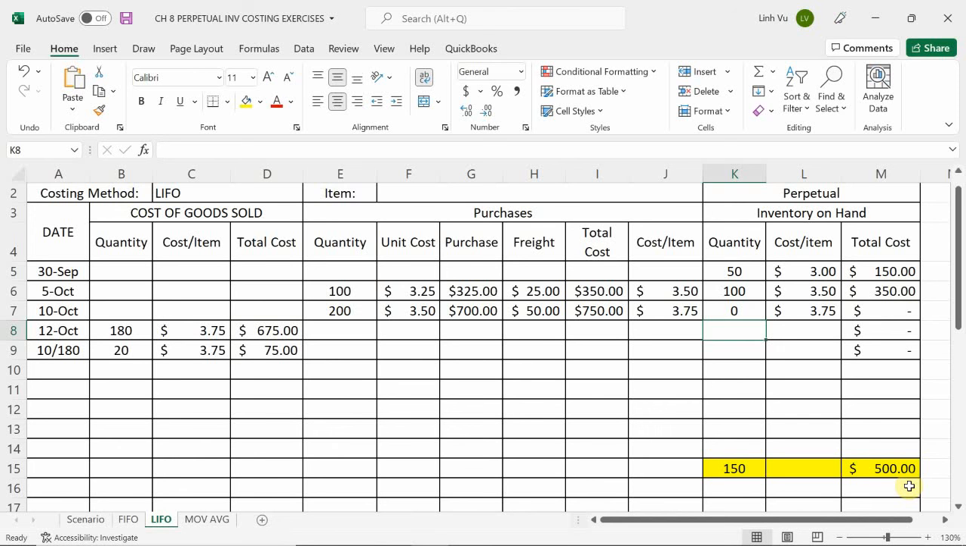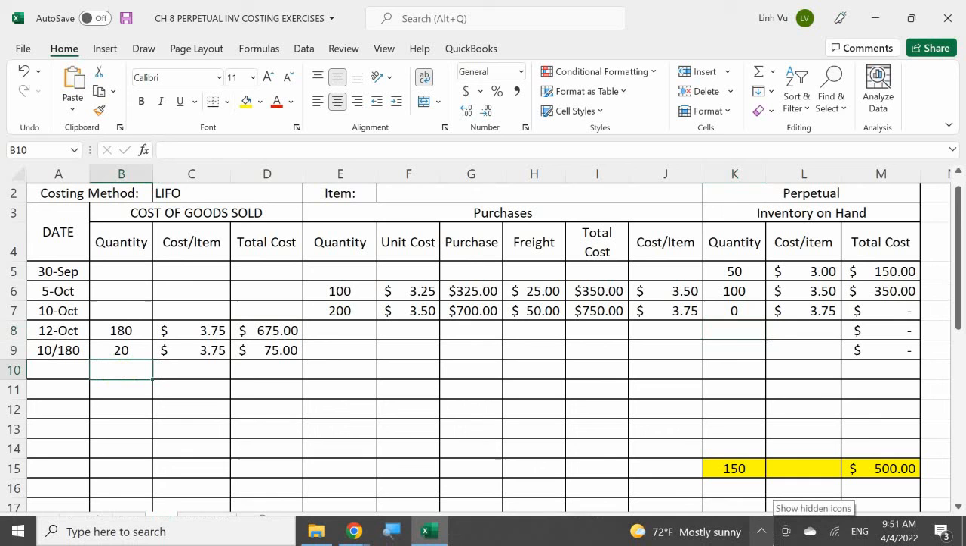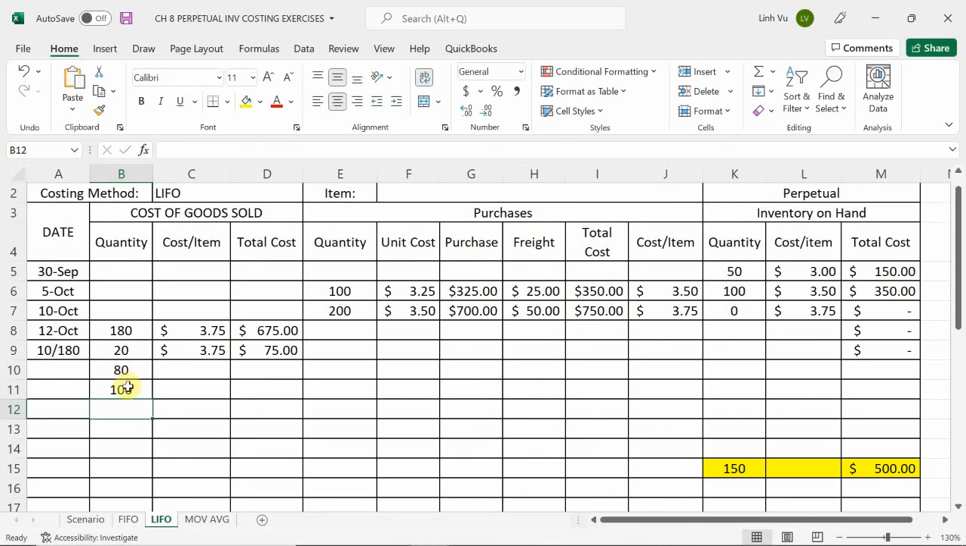So now I'm only left with 150, right? How many more do I need to keep selling? Oh, we left with the 80. We're left with 80. Good. Okay? We're left with 80 to get a total of 100 units that we sold, right? Mm-hmm. So in this case, which batch of inventory am I going to sell from next?